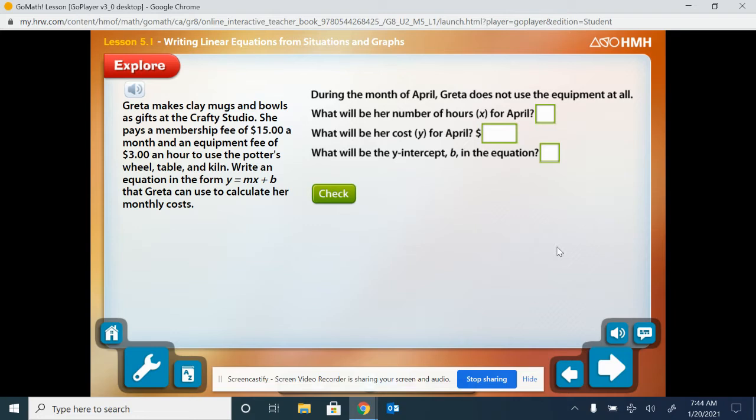So during the month of April, Greta did not use the equipment at all. So she still has to pay. What will be her number of hours? Since she didn't use it, it's 0 hours. And then what will be her cost? Well, she still has to pay the membership fee. So I'm thinking that the y-intercept will be $15 because she still has to pay the membership fee.